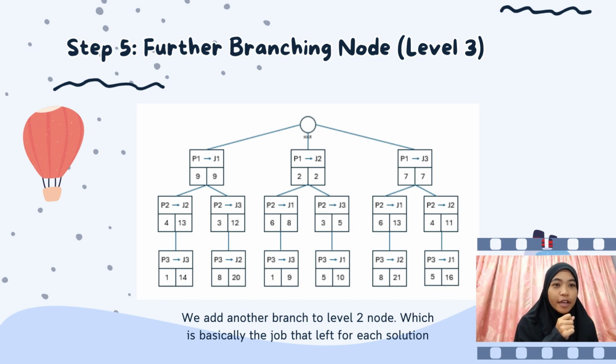Next, for step 5, we have further branching node level 3. So in here, we add another branch to the level 2 node, which is basically the job that is left for each solution. So how we are going to see the solution is from the level 1 node, then we go to the next branch and this level 3 branch. So that is one solution. It goes the same way to the other nodes as well. So we have here 6 proposed solutions.